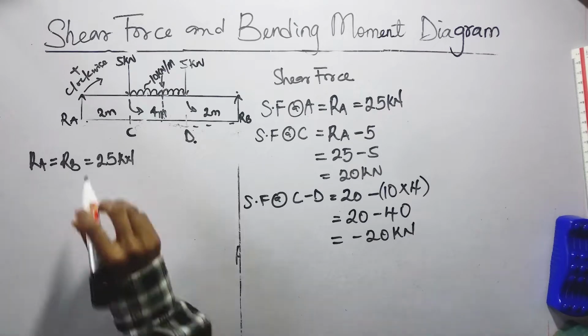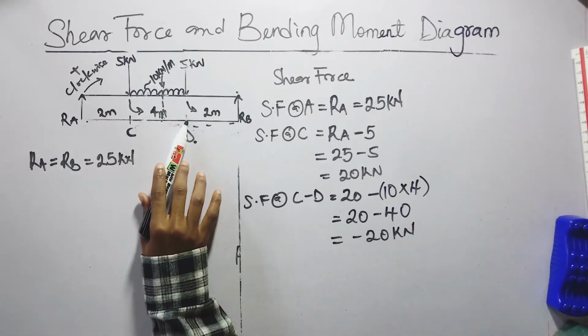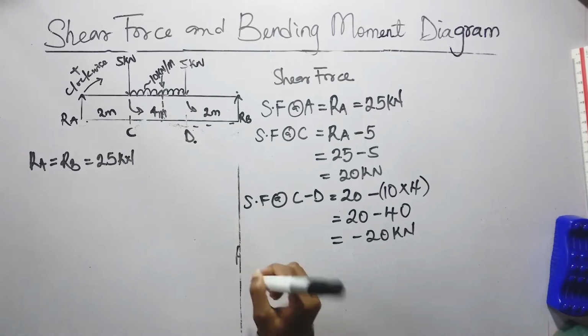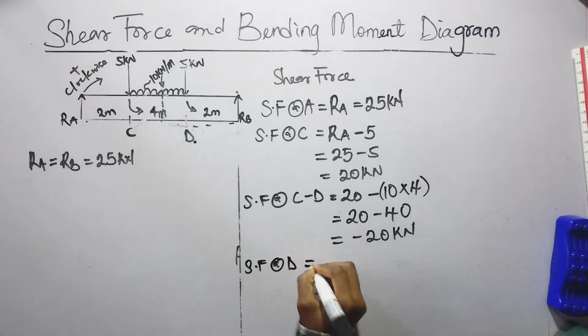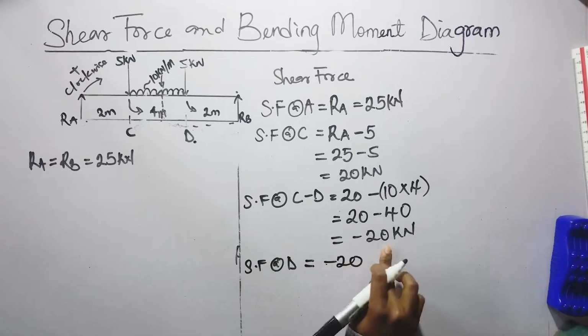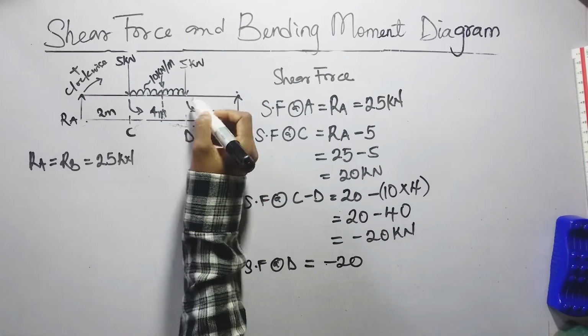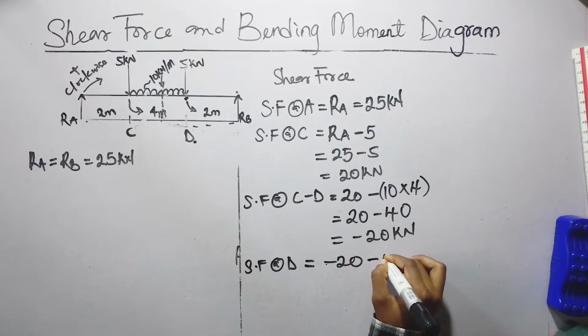So we have shear force at D, which is the next one. We bring down the previous value, which is minus 20. Then at D, we have a force of 5 kilonewton, which is acting downwards, which is minus 5. So we have minus 25 kilonewton.